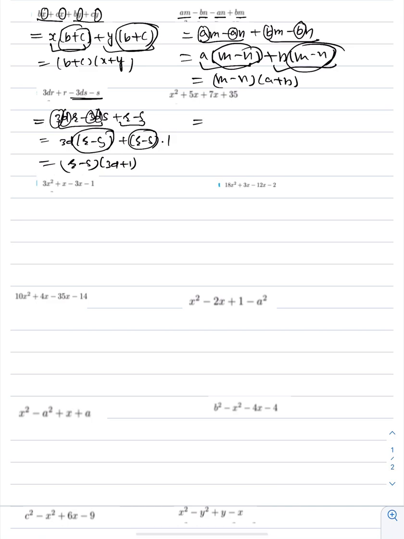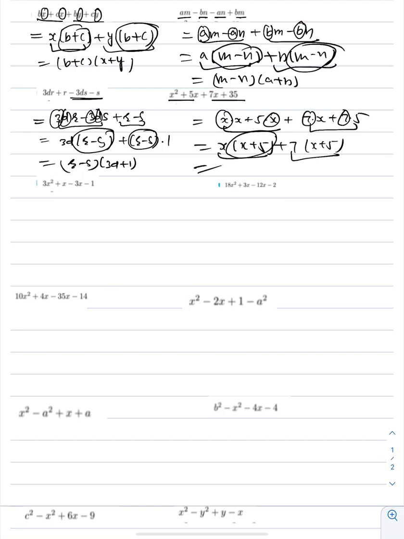Now in this case, again, you don't have to do any rearrangement. So from x squared, which is x times x, and then 5 times x, and then you have 7x, 7 times 5. So here x is common, in this case 7 is common. So x(x plus 5), and then you have 7(x plus 5). And now from here, you can see x plus 5 is common, so you get x plus 7 in this case.